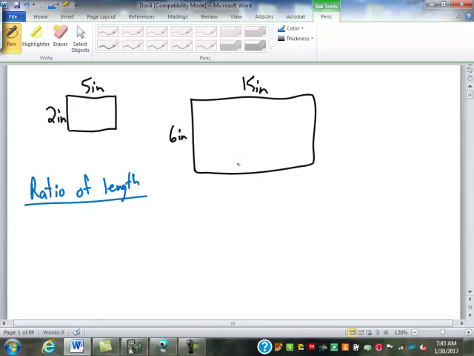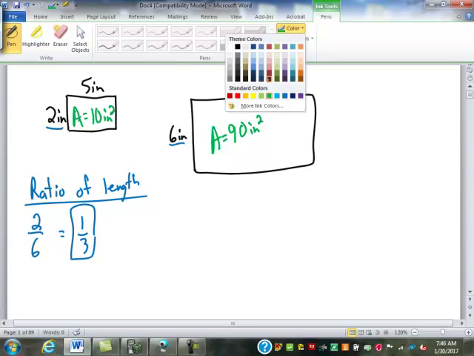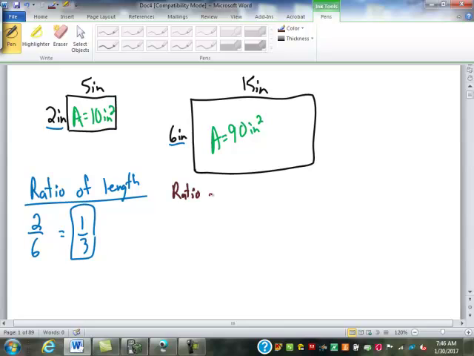What is my ratio of lengths here? Well, 2 becomes what? 6. So my ratio of lengths is 2 to 6, or if I reduce it, 1 to 3, right? What's the area of this rectangle? 2 times 5 is 10 inches squared. What's the area of this rectangle? 6 times 15 is 90 inches squared. Square inches. My ratio of areas is 10 to 90, or 1 to 9.